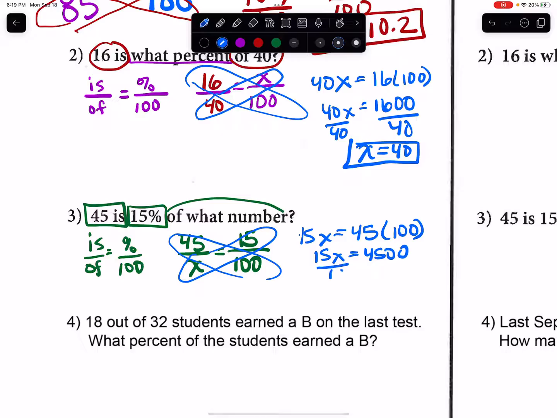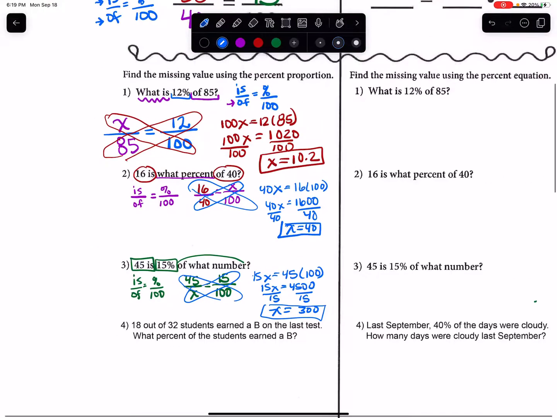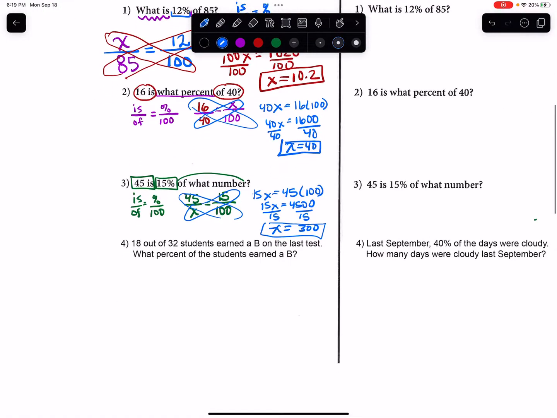We'll divide both sides by 15. And x is going to be 300 because 15 goes into 45 3 times. All right, let's use this percent proportion to solve a word problem.